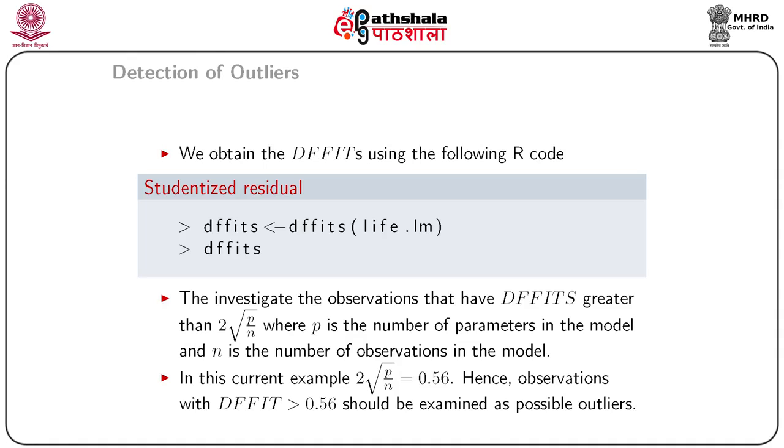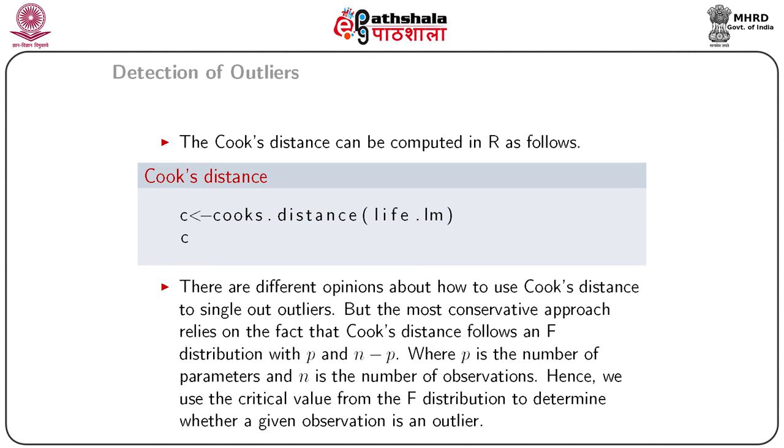In the case of the current data set, which is the life cycle savings data set, 2 times square root of p over n equals 0.56. Hence, the observations that have DFFIT greater than 0.56 should be examined as possible outliers. In addition to DFFITS and DFBETAS, we can also compute Cook's distance using R. The function that we use in R is cooks.distance on the life.lm function to obtain the corresponding Cook's distances.